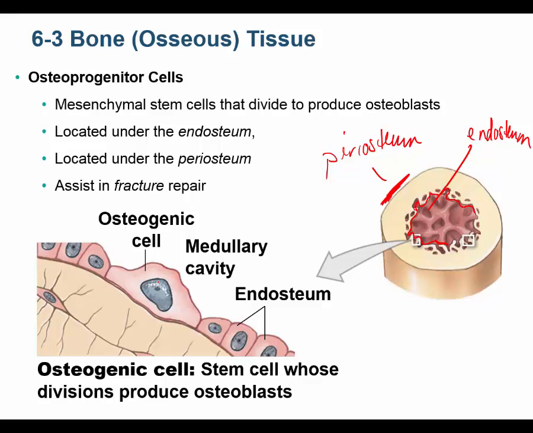And this is showing you an osteogenic cell right here, interspersed within these endosteal cells. So what does an osteogenic cell do? It is a stem cell that can divide to produce osteoblasts. And osteoblasts build new bone. So osteogenic cells are the precursors of osteoblasts. That's what they are.